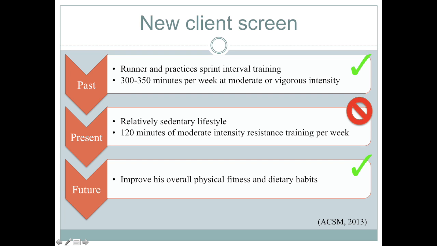Before starting university, he used to be a runner and practiced sprint interval training for 300 to 350 minutes per week at moderate or vigorous intensity. This combination of physical activity was in alignment with the ACSM recommendations. By prioritizing his studies, the client's recent physical activity levels indicate a relatively sedentary lifestyle. He currently exercises 2 times per week of light to moderate intensity resistance weight training for approximately 60-minute sessions, which places him well below these guidelines.